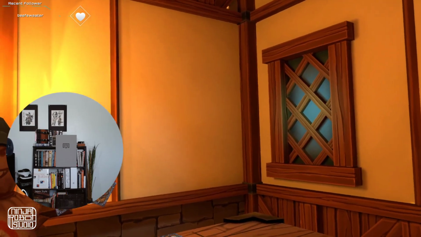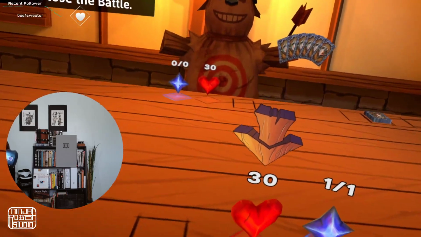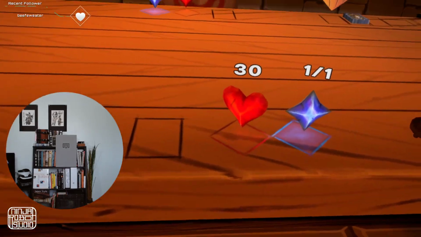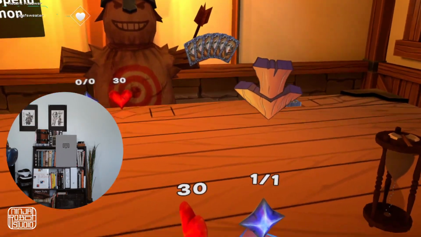Battles take place here on the table. To behave more like a button. This is your health. If it reaches 0, you will lose the battle. This is your mana. You will spend it to play spells and summon creatures.